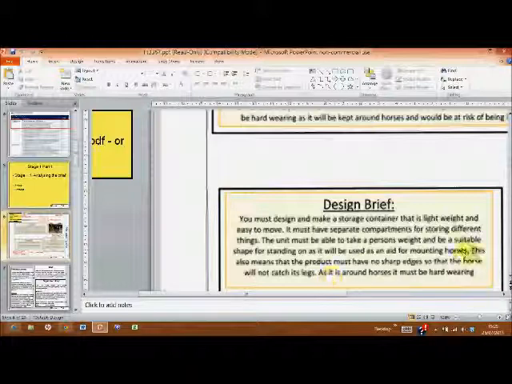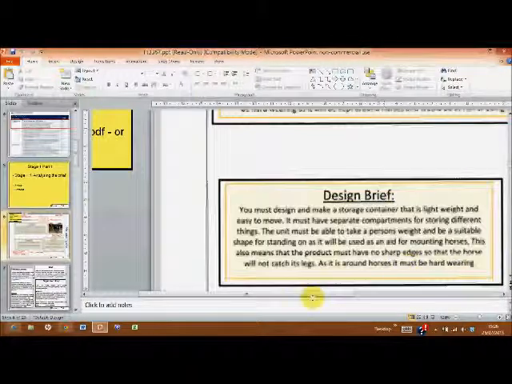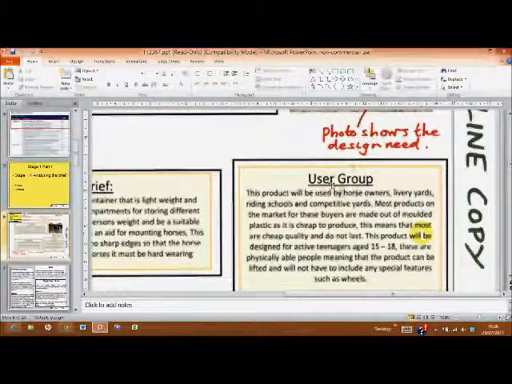Fine, you might want to talk about being safe because it's going to be used by young children, that sort of thing. But don't say it's going to have rounded corners, just say it's going to be designed with safety in mind. As it is around horses, it must be hard wearing. You can also talk about it being durable and made from a tough material, if that's appropriate, and I'm sure it probably is.